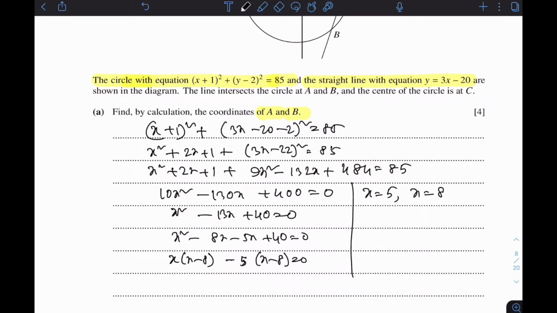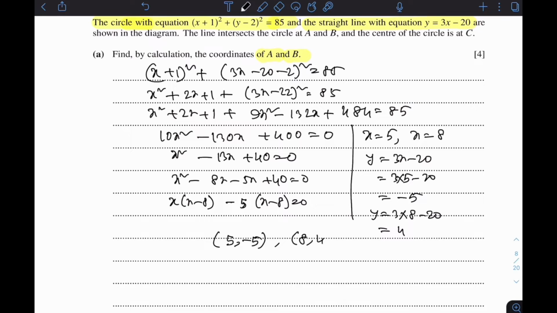Now let me substitute it in 3x − 20. For x = 5, y = 15 − 20, that is −5, and y = 3 times 8 − 20, 24 − 20, that is 4. So the coordinates are becoming (5, −5) and (8, 4).